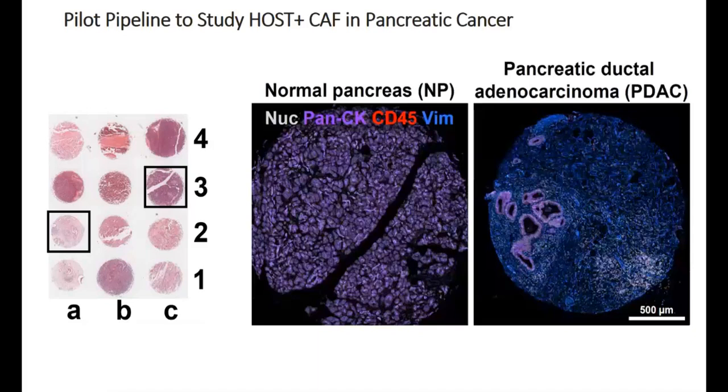So we conducted a multiplex staining. Here I'm just showing you a few colors just to identify the cells by the nucleus, the presence of pancytokeratins, immune cells by the presence of CD45, and fibroblastic cells by the presence of vimentin. You can see immediately the architecture, how different it is between a normal pancreas and pancreatic ductal adenocarcinoma.